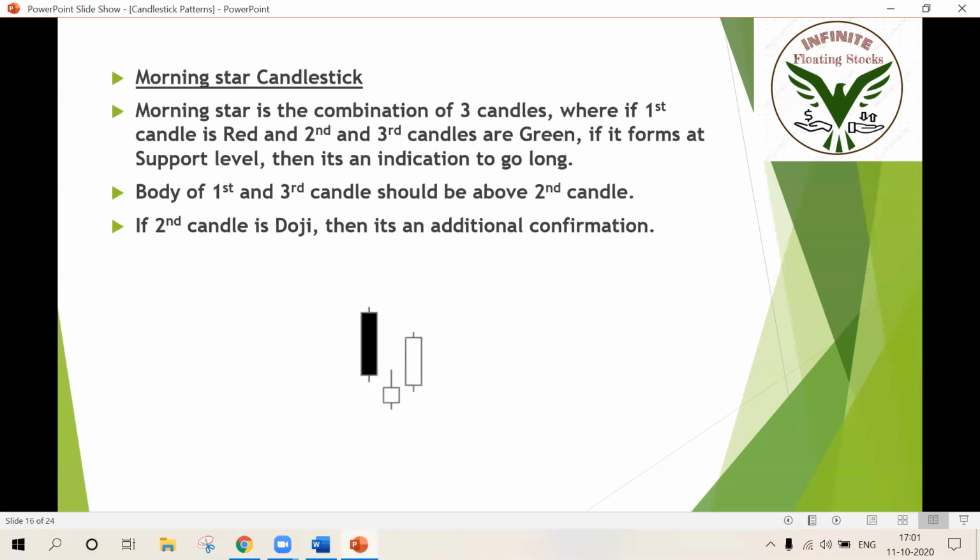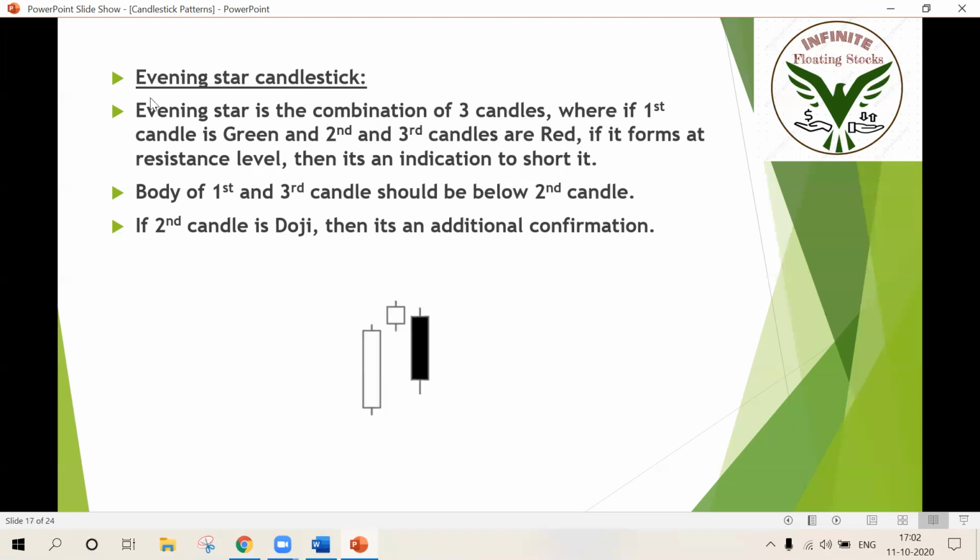I'll help you remember this easily. Now see, morning star. In our universe, who is the morning star? The Sun, right? The Sun rises. Imagine that you're in the mountains and you see the Sun rising. In the morning, the Sun is rising. Rising is nothing but upward, so buying pressure. So morning star is a buying pressure candlestick pattern. If you find this pattern at a support level, make a buy position and book profits.